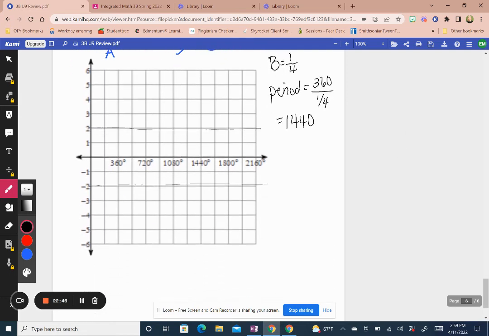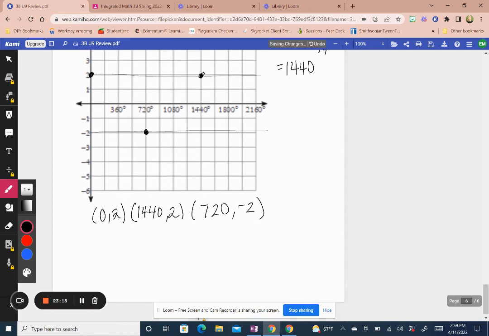Okay, this is a cosine function. Remember, cosine starts at its amplitude, so it's going to be 0, 2, and the period ends at 1440, again at amplitude 2. So I can mark those points. Half of 1440 is 720, and at 720 we're at our negative amplitude, which is -2. 1/4 of 1440 is 360 degrees. Remember, 1/4 of a cosine period is going to be at 0. So it's going to be 360, 0.